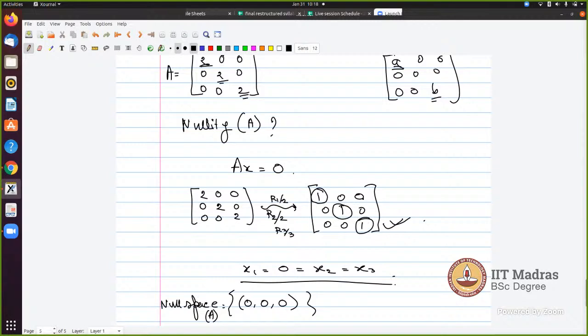In the non-zero rows, if there is a pivot element, then the corresponding variable is your dependent variable. So x1 is a dependent variable, x2 is a dependent variable, and x3 is a dependent variable. All are dependent. There is no free variable here.